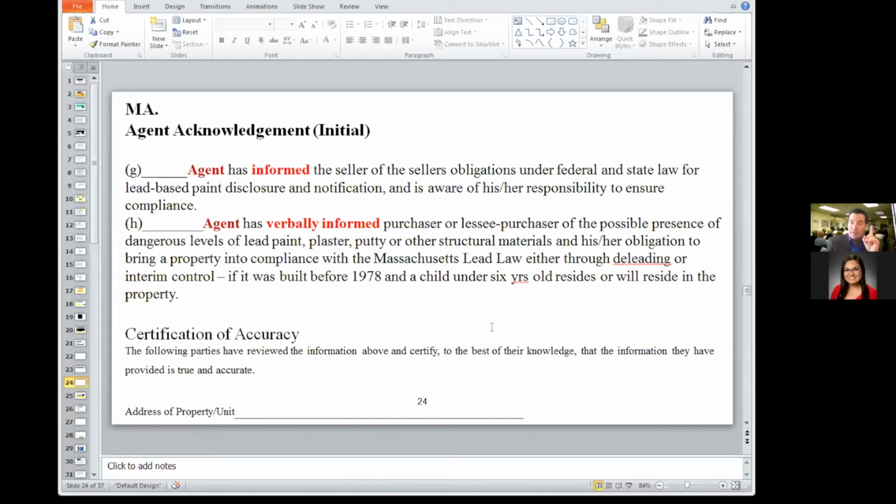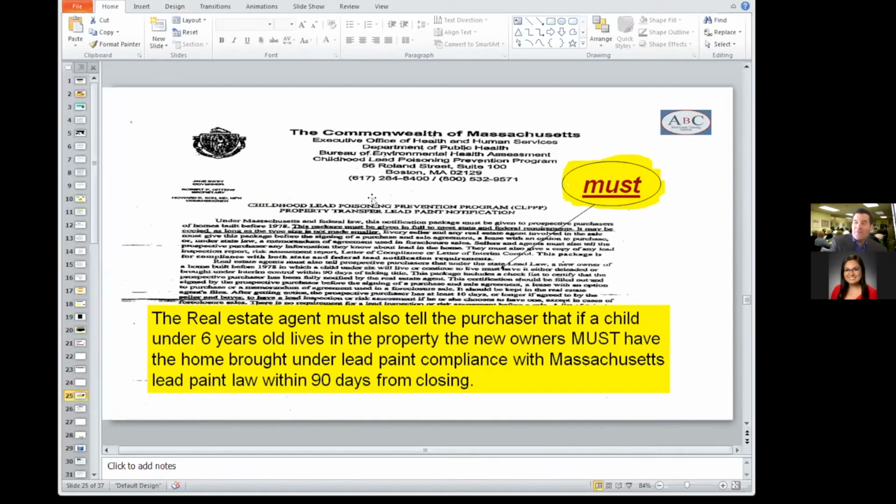Now, look at this. I verbally told them that they have to comply with lead law if they have a kid under 6, which if they do, then they're the perfect candidate. They have to comply, even if it's a single family. See the verbal? There's something else that's verbal too. It's right here. It's the very front page of the notification.